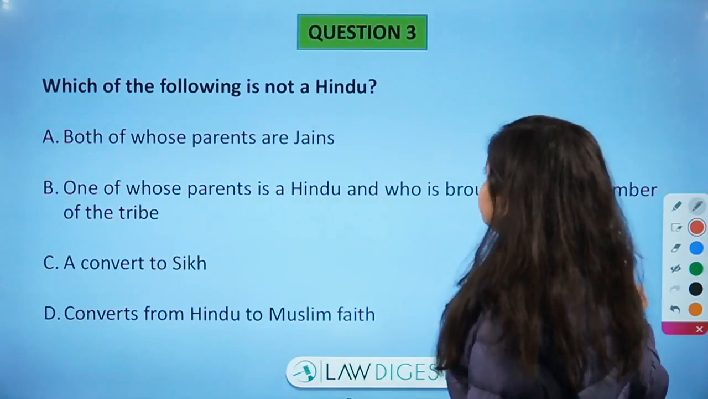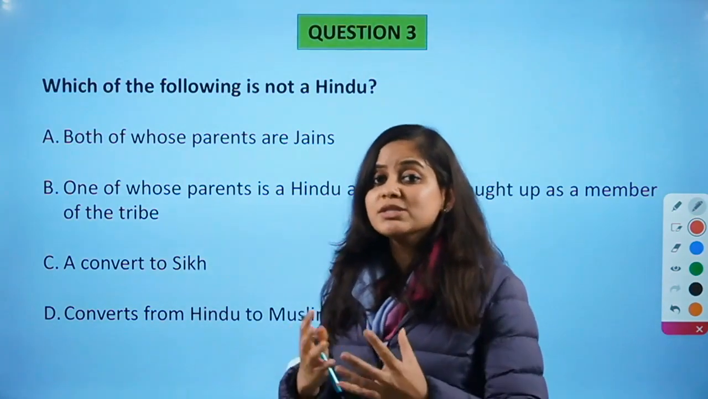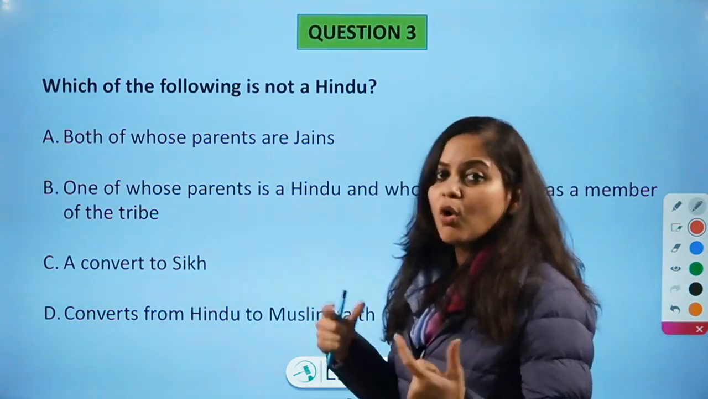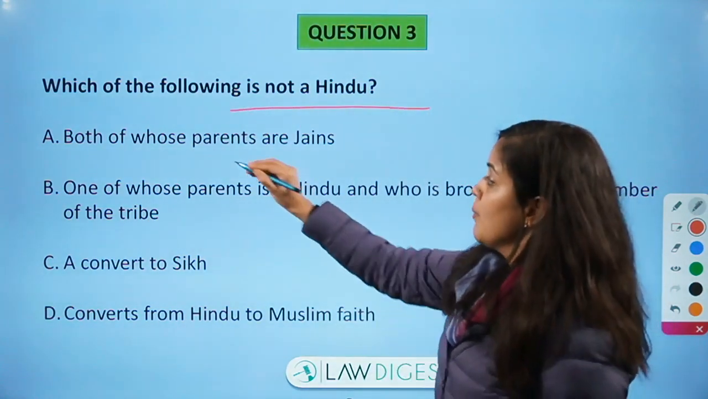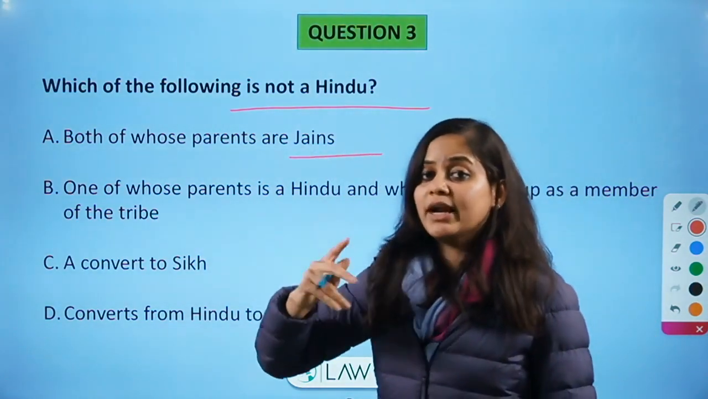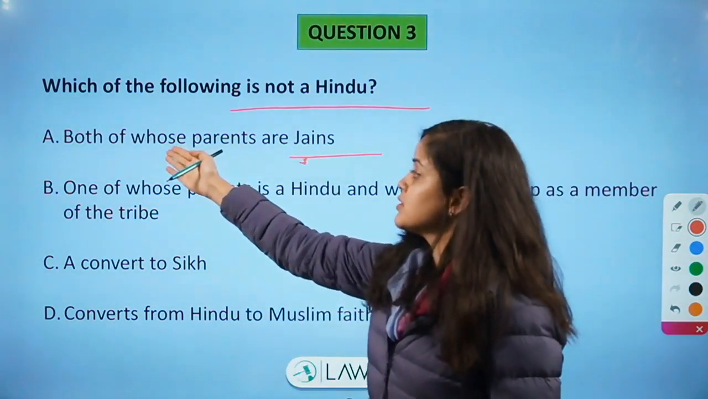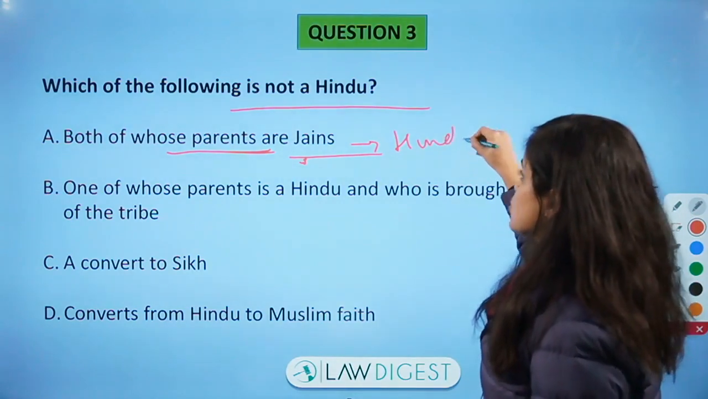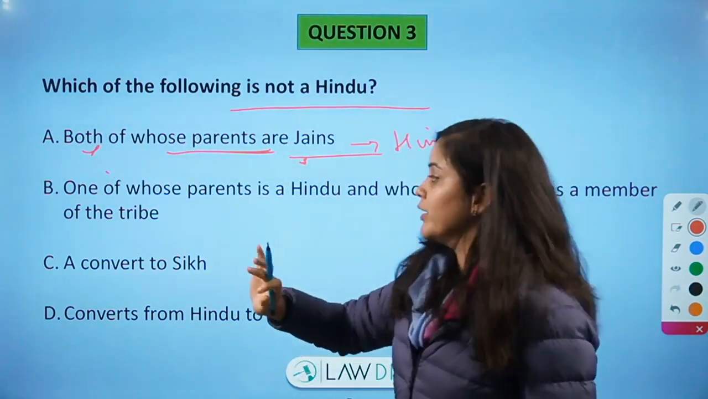Moving on to the next question. Which of the following is not a Hindu? Now, apart from what we just saw, the division as per the religions, here we are going to see further how Hindu Marriage Act broadly categorizes Hindu further. Now, which of the following is not a Hindu is the question here. Both of whose parents are Jains. Now, we studied that a Hindu will mean that the person belongs to Hinduism, Jainism, Sikhism, Buddhism. So, Jainism is already included, and a person both of whose parents are Hindu will be a Hindu. So, which of the following is not a Hindu? This criteria is not met. This person is a Hindu, eliminated.